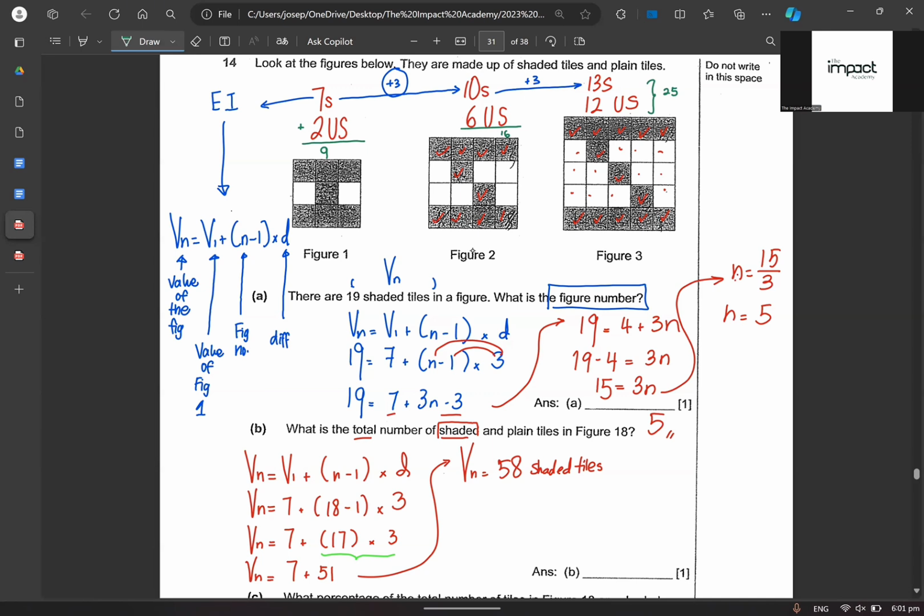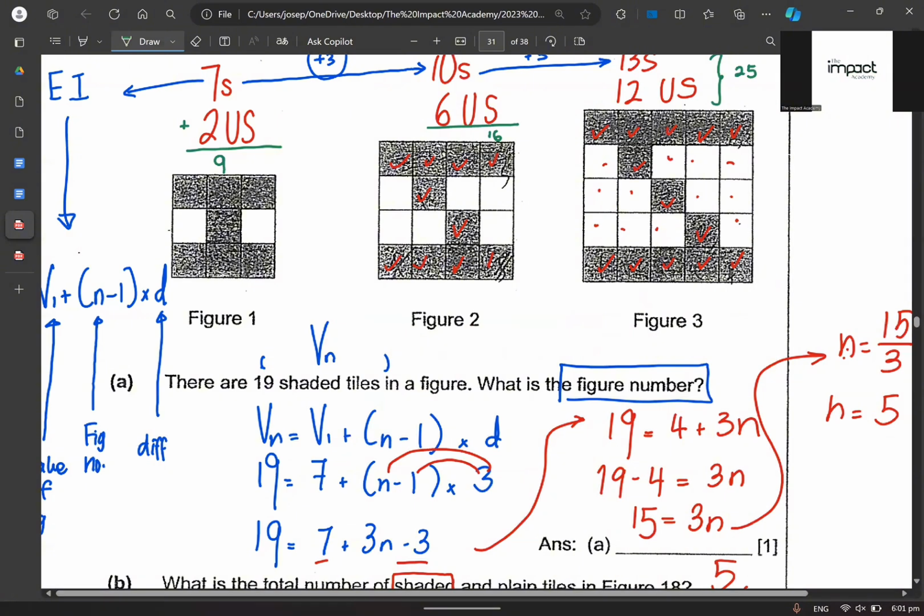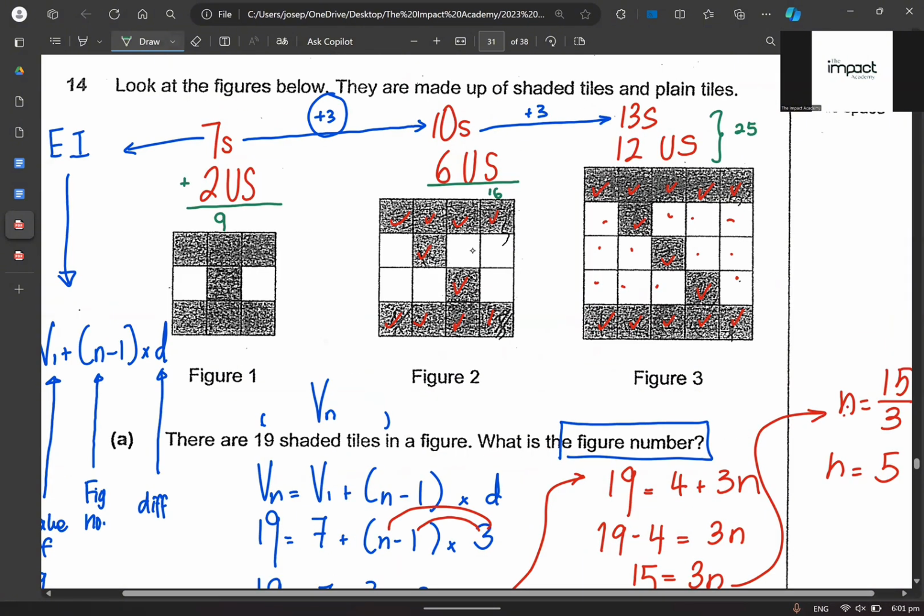That these are all what we call square numbers. 9 is a square number. 9 becomes 3 to the power of 2. 16 becomes 4 to the power of 2. 25 becomes 5 to the power of 2. Do you agree or not?